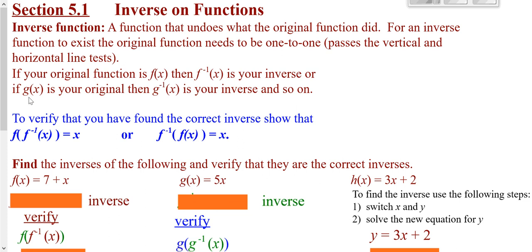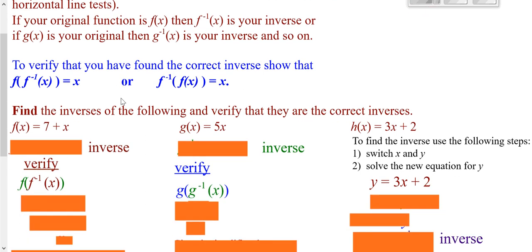Or if your original function is g of x, then we write its inverse as g with a little negative 1 and then of x. So to verify if a function and what you think its inverse are really inverses, you put one function into the other function. You take the inverse and put it into the original, or you take the original and plug it into the inverse. If they simplify down to x, then you did find the inverse, or they are inverses.